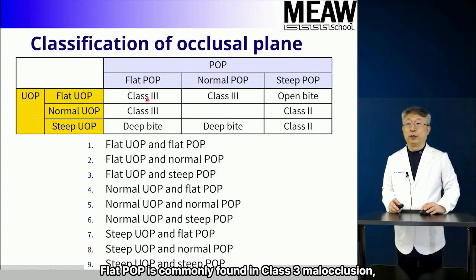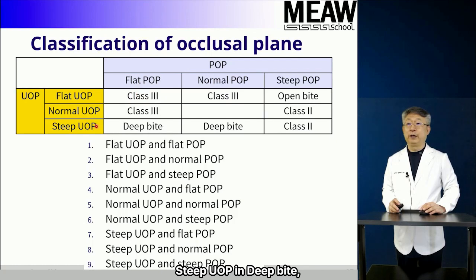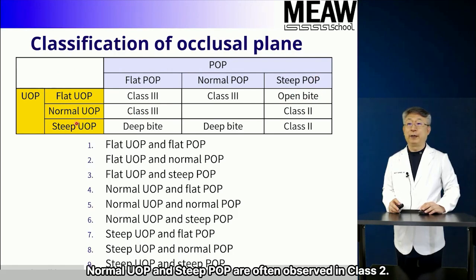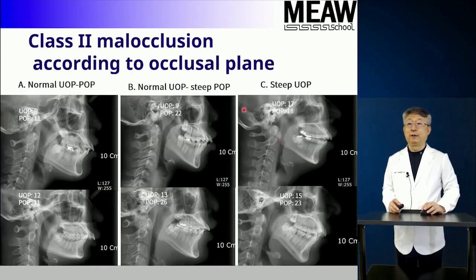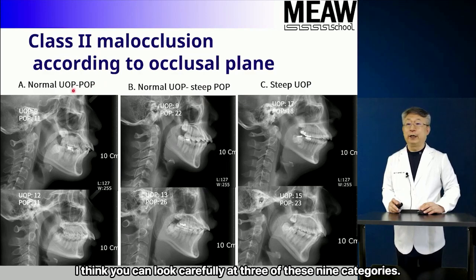Flat POP is commonly found in Class 3 malocclusion. Steep UOP in deep bite. Flat UOP and steep POP in open bite. Normal UOP and steep POP are often observed in Class 2. I think you can look carefully at 3 of these 9 categories.